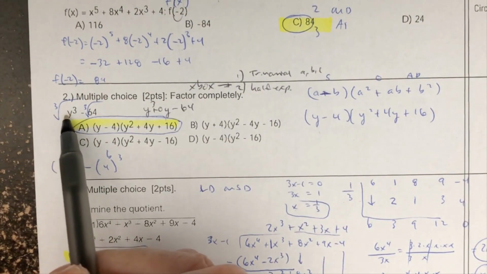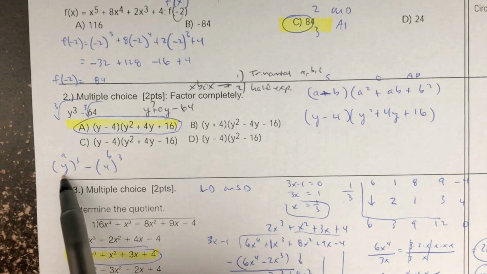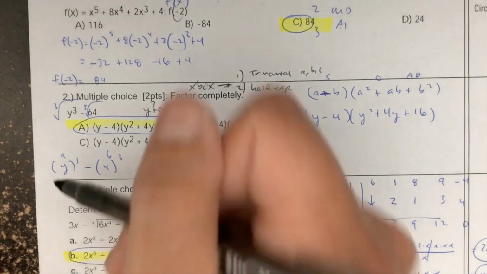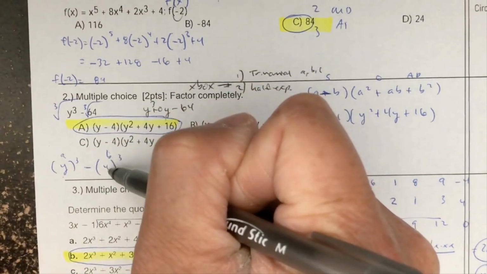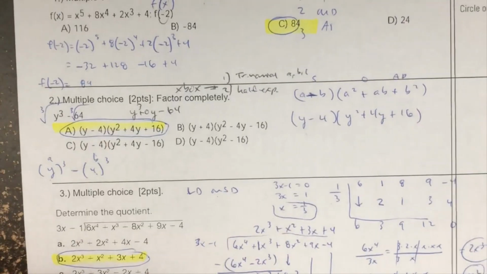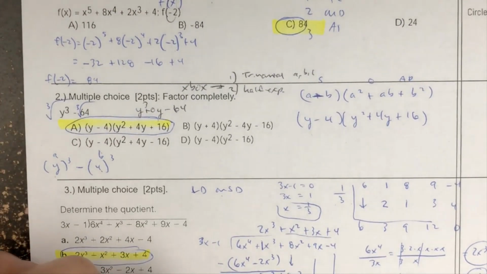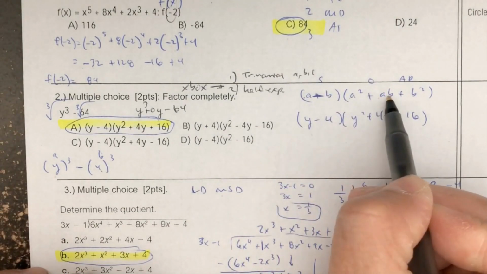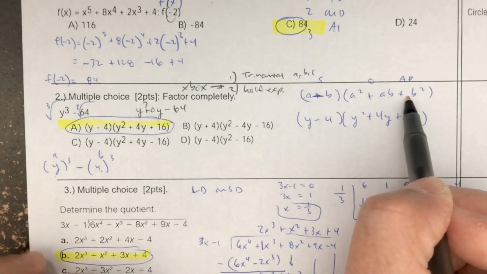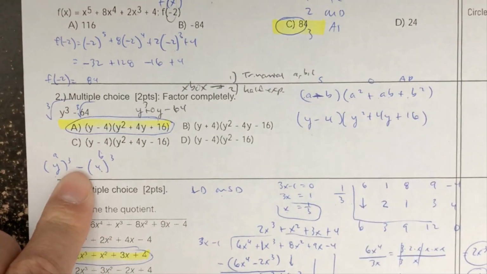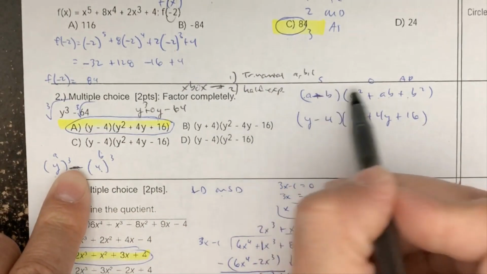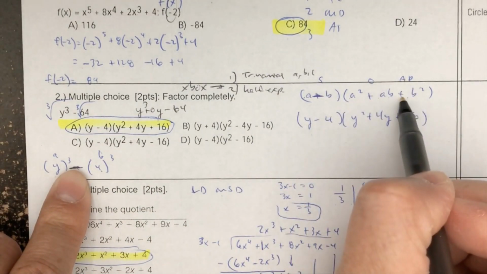So the cube root of y cubed is y. Another way of saying it is y to the third power is y cubed. 4 to the third power equals 64. Your A value is y, B value is 4. The formula for the sum and difference of cubes is always going to be the same: A, B, A squared, A, B, and then B squared. And then the math operations start with what you have. So this one is a minus sign. So you're going to have SOAP: same, opposite, always positive.